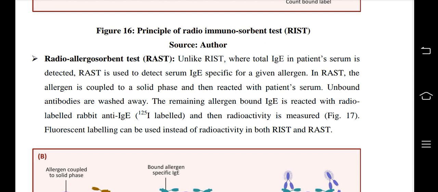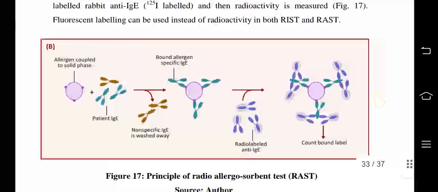Then radioallergosorbent test, RAST. Unlike RIST, where total IgE in patient serum is detected, RAST is used to detect serum IgE specific for a given allergen. In RAST, the allergen is coupled to a solid phase and then reacted with patient serum. Unbound antibodies are washed away. The remaining allergen-bound IgE is reacted with radio-labeled rabbit anti-IgE, 125I labeled, and then the radioactivity is measured. Fluorescent labeling can be used instead of radioactivity in both RIST and RAST.